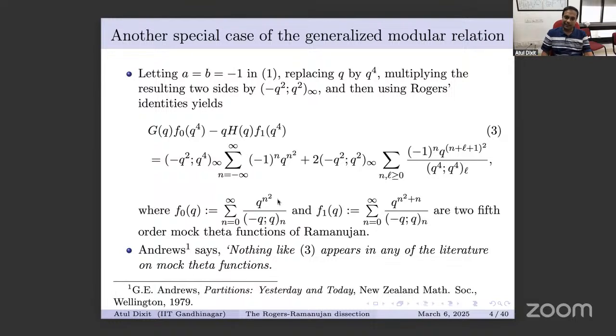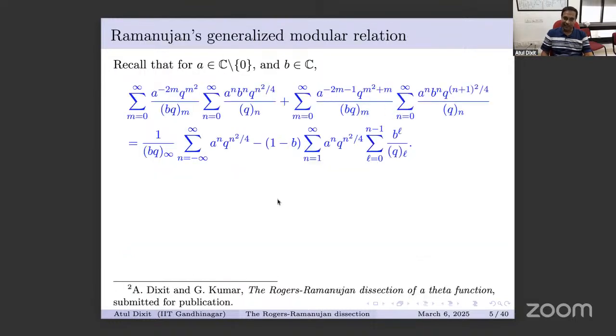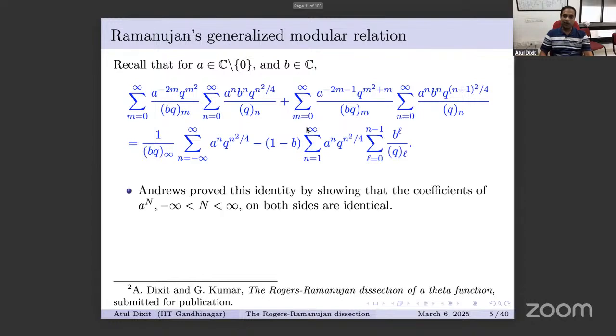Is that it? No, there is a lot more in it. By the way, Andrews calls this a generalized modular relation because its special case is this modular relation involving G(q)^4, H(q)^4. How did Andrews prove this identity?